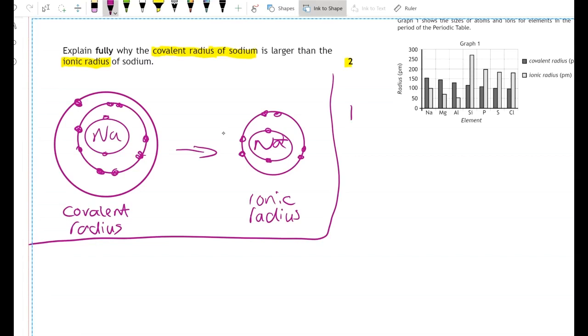Okay, drawing those 2 structures would be one mark. You could also explain it using words. So something along the lines of the covalent radius of sodium represents the atom with 3 occupied energy levels. The ionic radius represents the ion which occupies 2 energy levels. Okay, just something along the lines of showing that you understand that one has 3 occupied energy levels and the other has 2. Your second mark is for then linking it back to your trends.